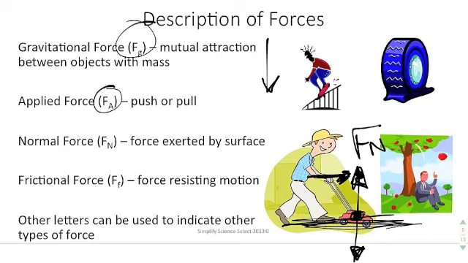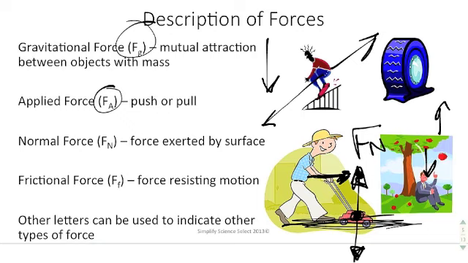You have the frictional force. The frictional force is the force resisting motion. So if an object is moving down and to the left, friction is moving up and to the right. If an apple is falling down, friction is counteracting it going up. Anytime you have motion, you have friction that is resisting that motion. And that's signified by Ff.